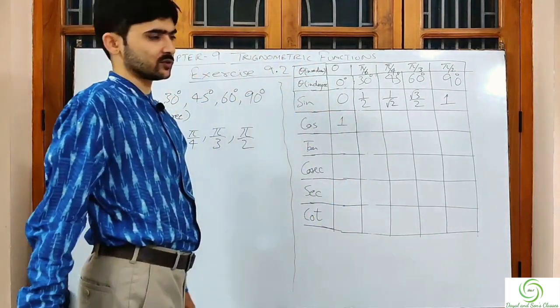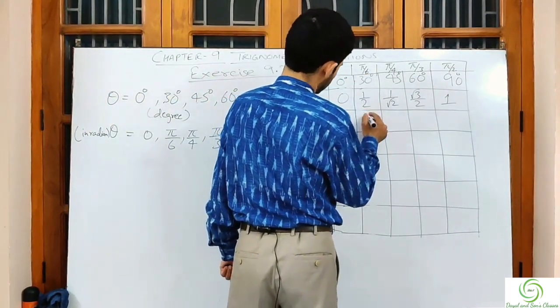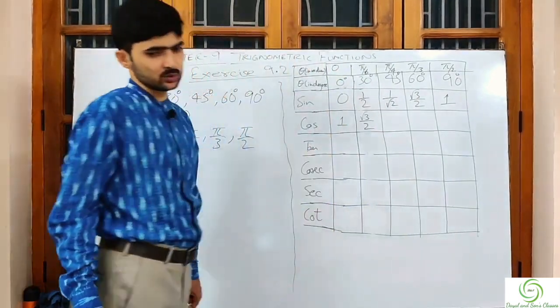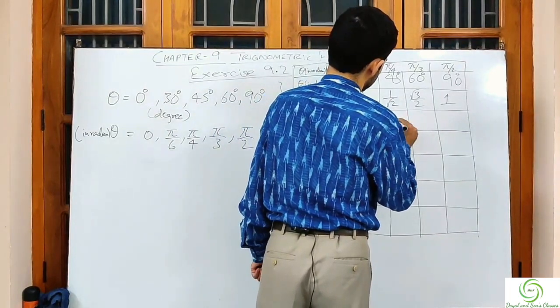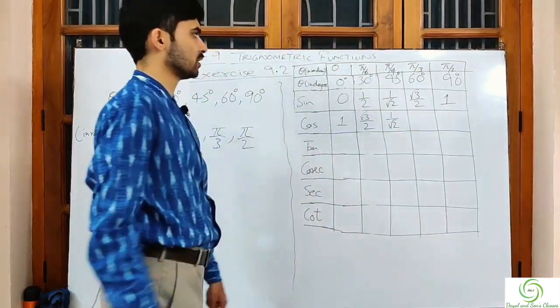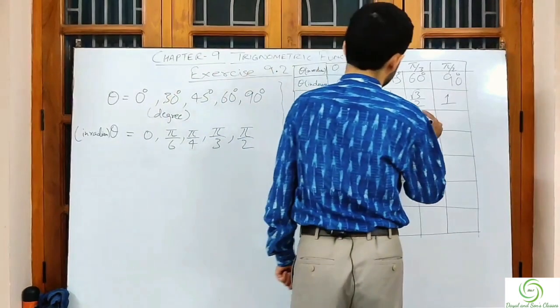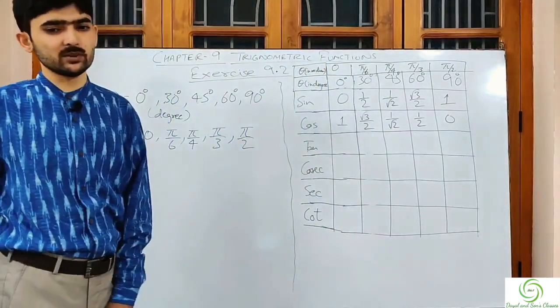Value for cos 0 will be 1. For cos 30 the value will be root 3 by 2. For 45 degree it will be 1 by root 2. For 60 degree it will be 1 by 2, and for cos 90 the value will be 0.